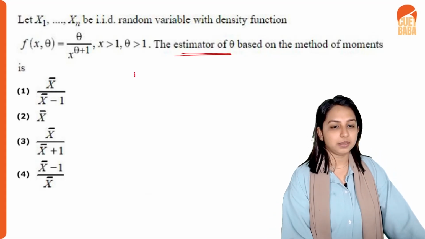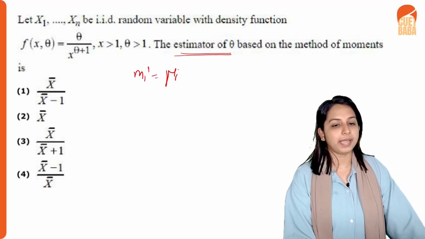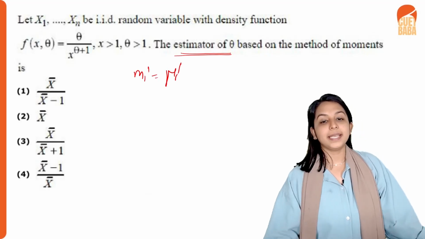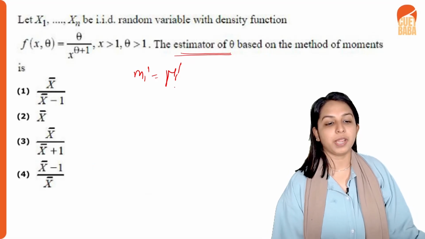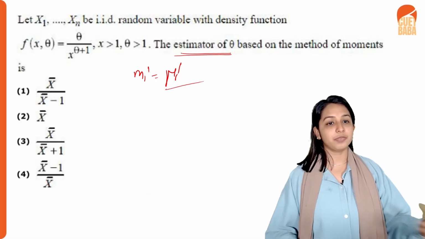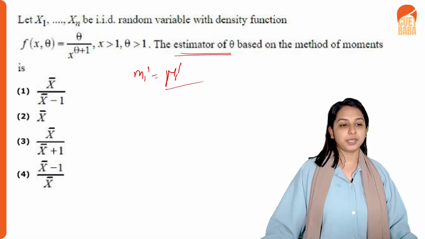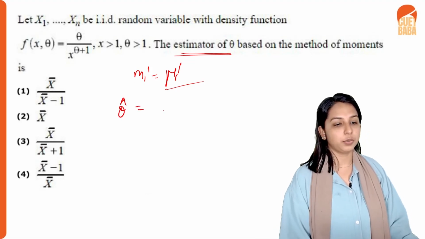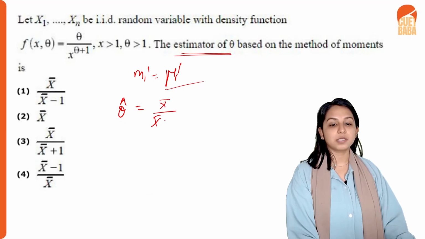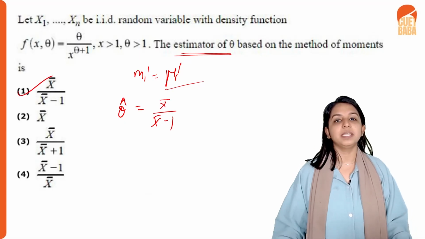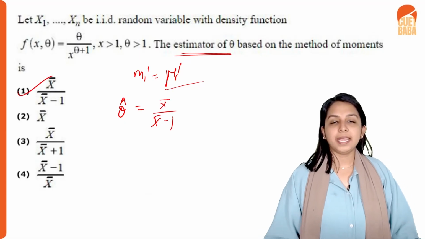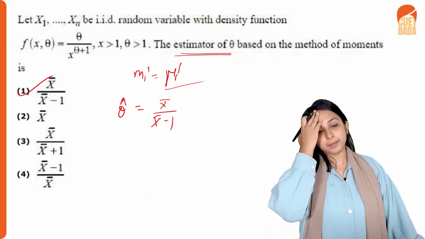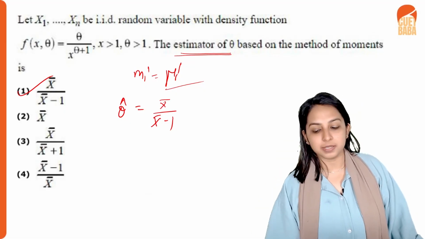So we can take m1' equal to μ1' and equate. Since the density function is already given, we can find out the μ1' from that, and m1' will be equal to 1/n summation Xi, that is X bar. So from that we will get θ bar equal to X bar divided by X bar minus 1, that is option 1 will be the right answer. The θ cap using the method of moments will be X bar divided by X bar minus 1.